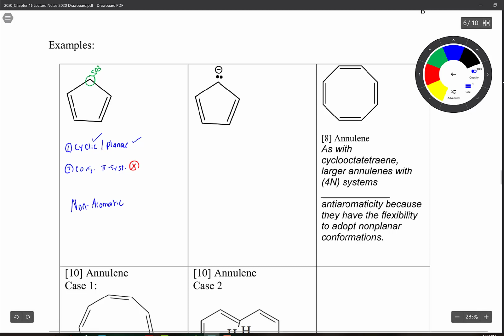All right, what about this next compound? This next fellow over here is an ion. So let's go through the rules. Number 1, is it cyclic and planar? Yes. Number 2, do we have a conjugated pi system?